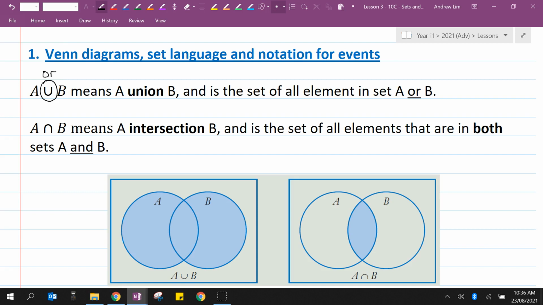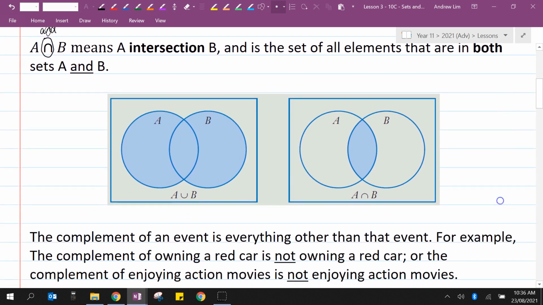A intersection B is the set of all elements that are in both sets A and B. When we see that symbol, it looks like the letter N from the word AND. So that means A intersection B, where they cross over. Here I've got the two Venn diagrams. A union B, A or B, means everything inside the circles, which is why it's all colored blue. And A intersection B, or A and B, represents the part where they both overlap, so only that section is colored blue.